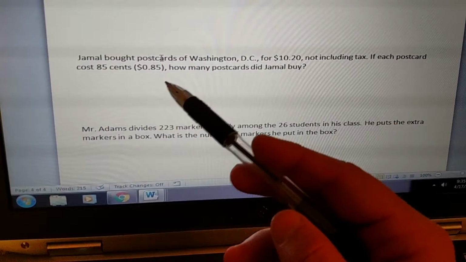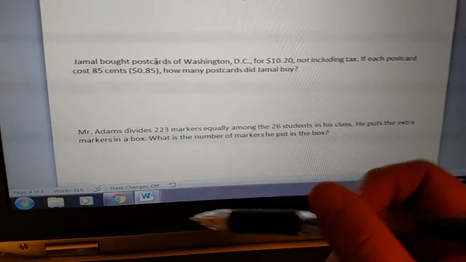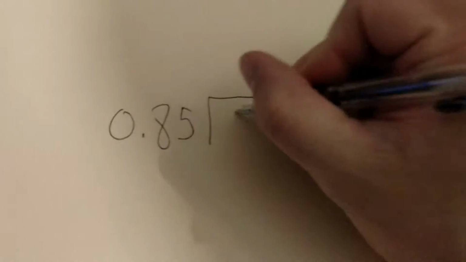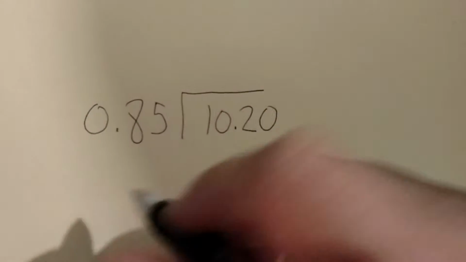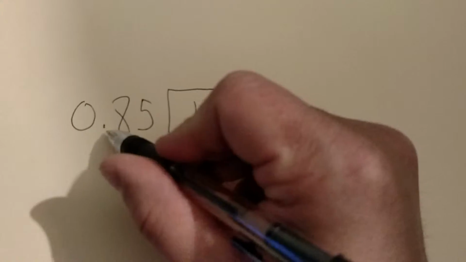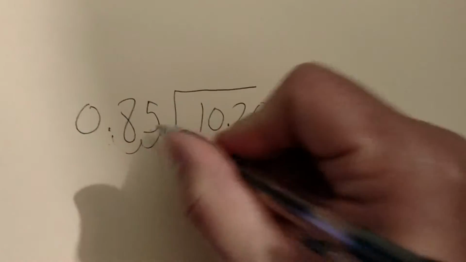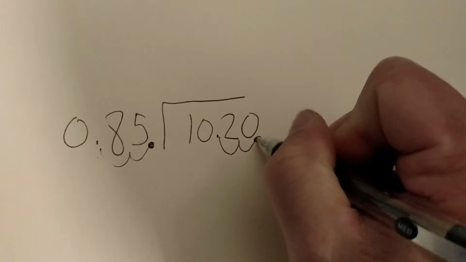So we're trying to figure out how many 85s are in 1020. So we would still write it like this. Remember, since we're doing money, this is how we write 85 cents into $10.20. We had to make our divisor a whole number. Always make our divisor a whole number. So we got to shift this decimal 2 times to make it a whole number to go right there. If we shift our divisor 2 times, we got to shift our dividend 2 times. 1, 2 to go right there.